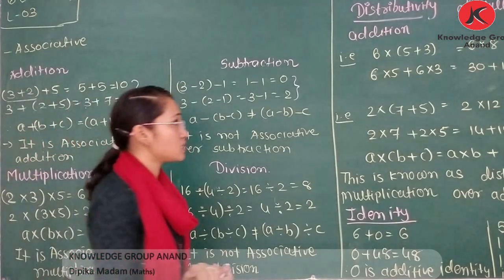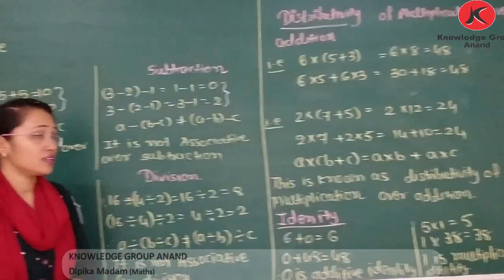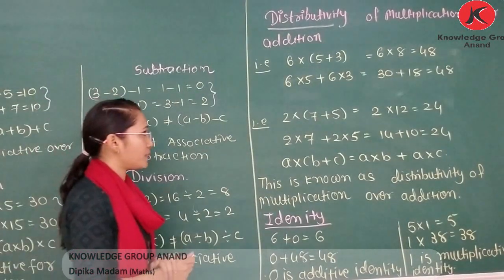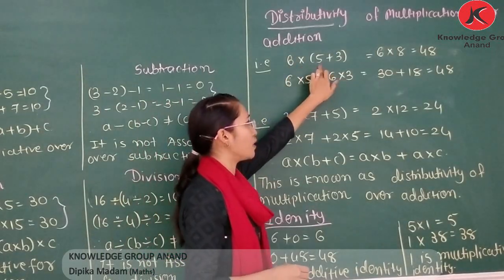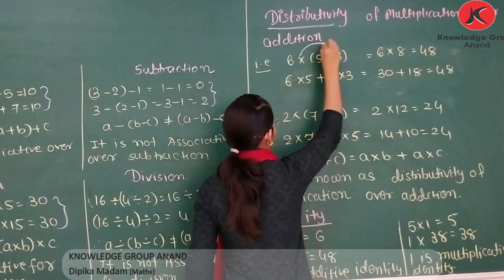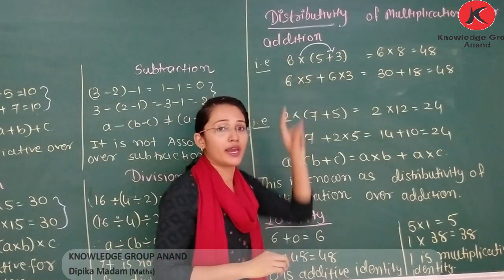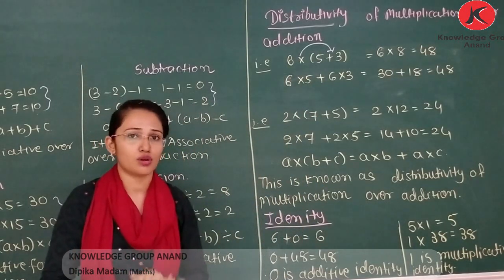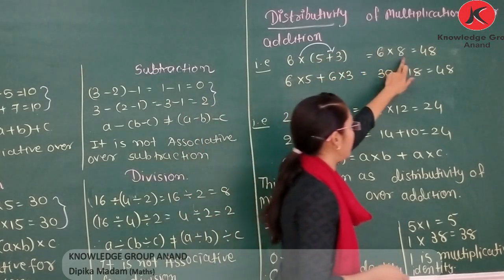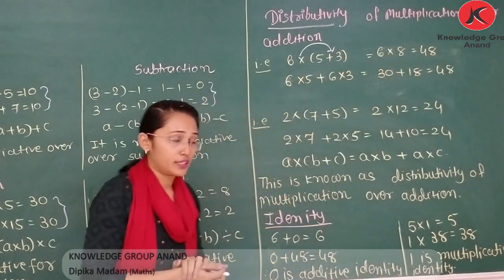Next property, that is distributivity of multiplication over addition. We will understand this property with an example. What is the distributive property? Here one example is given: 6 multiply (5 plus 3). 5 plus 3 is in a bracket. Whenever there is a bracket in a question, you need to solve the bracket first. So 5 plus 3 is 8. Then we multiply with 6. 6 eights are 48. So the answer is 48.